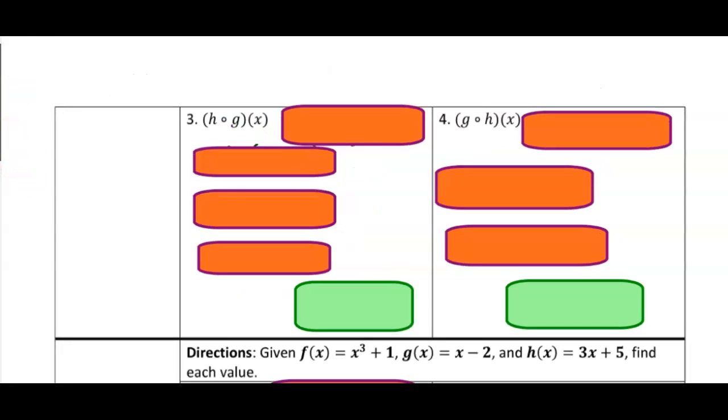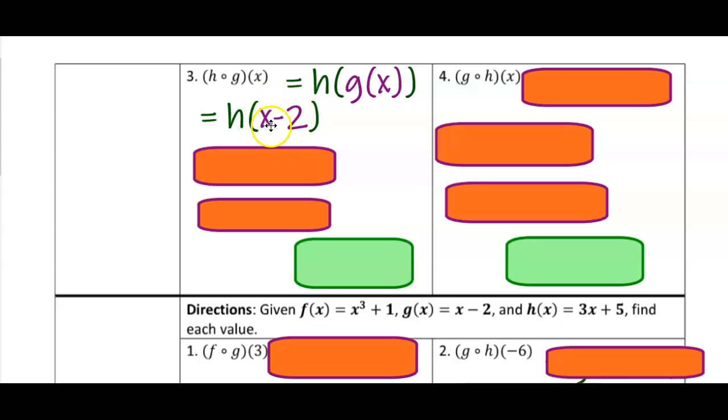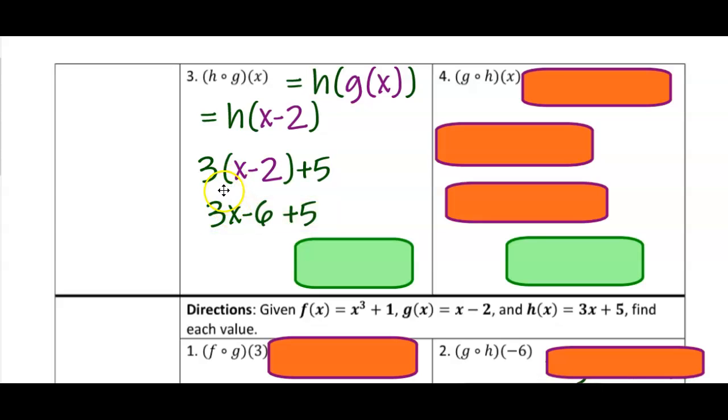Two more examples. So now I'm doing h of g of x. That means I'm taking the function h and plugging in g of x. G of x is x minus 2, so I'm plugging in x minus 2 into the function h. Everywhere I see an x, I plug in x minus 2. So that gives me 3 times x minus 2 plus 5. Simplifying that, I get 3x minus 6 plus 5. When I combine all my like terms, my final answer is 3x minus 1.